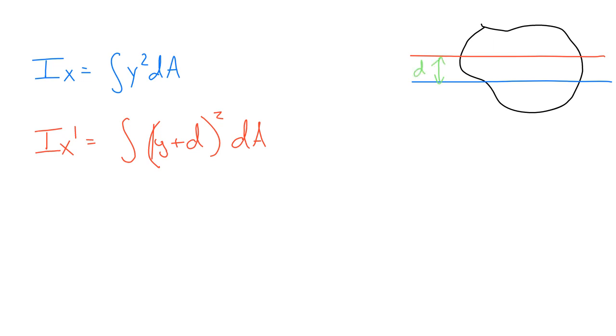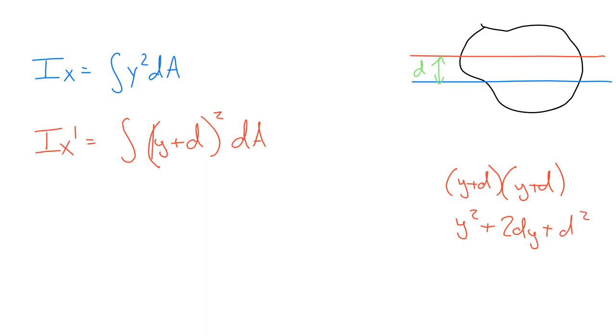Now, in order to derive this formula, we have to expand this a little bit. If you were to take this term y plus d and then square it, it's not y squared plus d squared. You've got to FOIL that out, right? Because you've got y plus d times y plus d. And that's going to be what? y squared plus, and then you have dy and dy, so you've got 2dy, plus d squared, right?